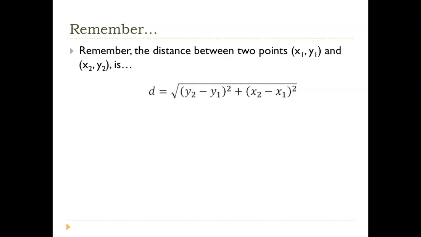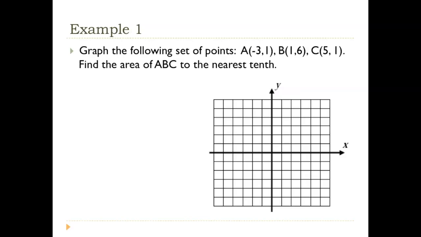Let's look at example 1. Graph the following set of points: (-3, 1), (1, 6), (5, 1). Find the area of triangle ABC to the nearest tenth. So let's start by graphing these points. So (-3, 1), (1, 6), and (5, 1). Looks like here we have a triangle, and we need to find the area of that triangle.